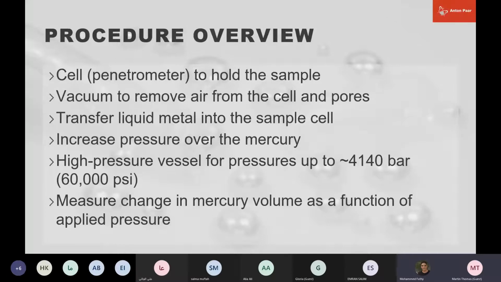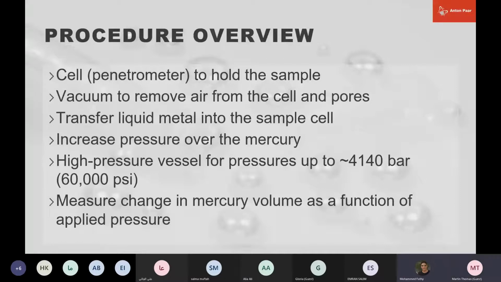If you have pores that are no smaller than 6 nanometers, then 33,000 psi would be suitable. And we have two types of Poremaster, one that goes to 60,000 psi and one that goes to 33,000 psi. So when you double the pressure, you halve the size of the smallest pore that's measurable. And then along the way, the instrument measures the change in mercury volume as a function of applied pressure. So it's going to track how much mercury is pushed into the sample.